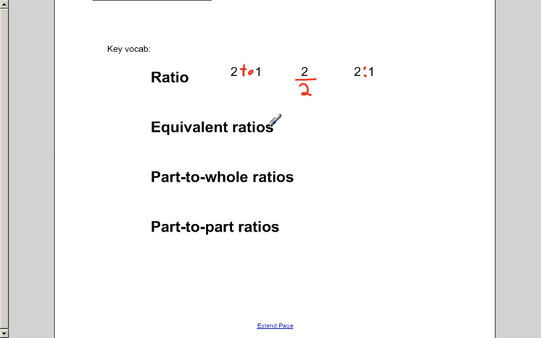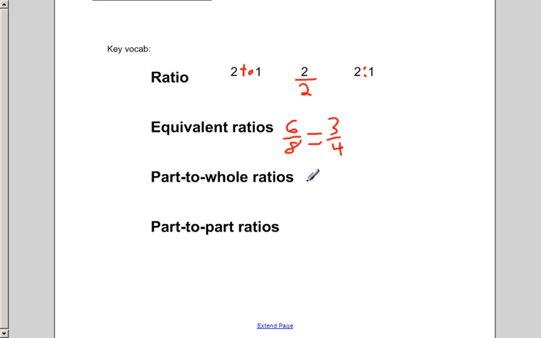Now, equivalent ratios. We've talked about equivalent fractions. An equivalent ratio is the same idea. So 6/8 is a ratio which is equivalent to 3/4. Or you could write it this way, 6 to 8 is the same as 3 to 4.